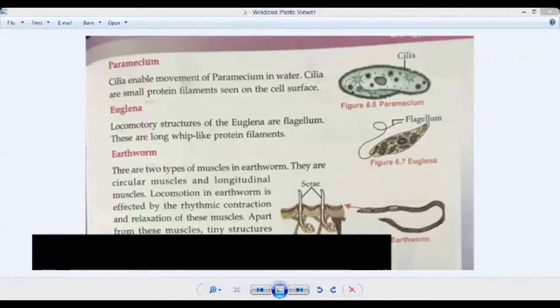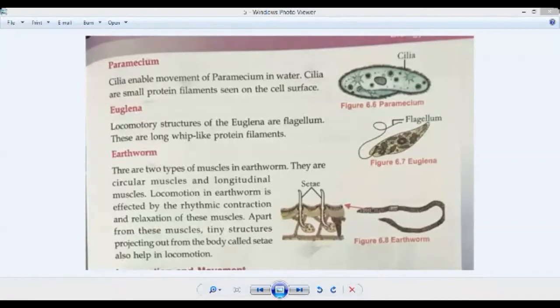Paramecium. Cilia enable movement. The structure cilia you can see in the picture, a hair-like structure present on the paramecium. So cilia enable movement of paramecium in water. Cilia are small protein filaments seen on the cell surface. So on the cell of the paramecium, small protein filaments are present, called cilia. This cilia helps in the movement of paramecium. Paramecium does not consist of a skeleton.